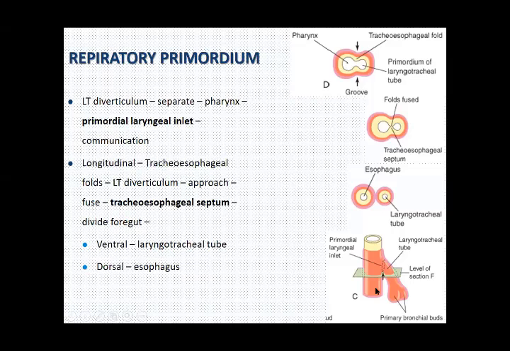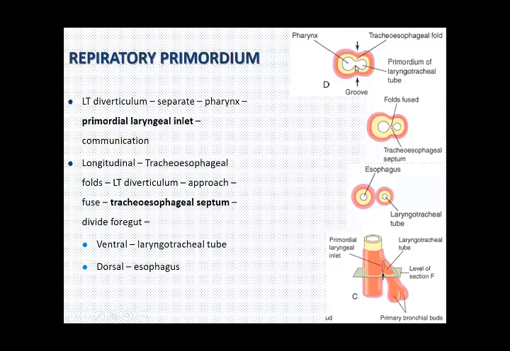Dorsally foregut पड़ी हुई है and ventrally respiratory diverticulum पड़ा हुआ है. Now what happens is कि longitudinal folds appear करते हैं. ये जो एक common opening थी, common opening between the developing foregut and the laryngotracheal tube, इनके दरमियान ये जो opening थी, इस opening में ये folds appear करते हैं.